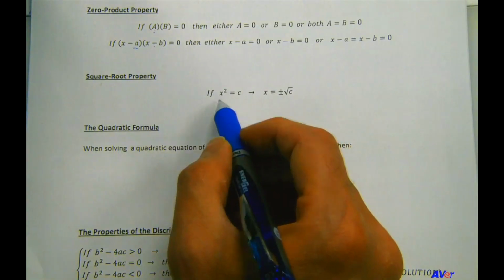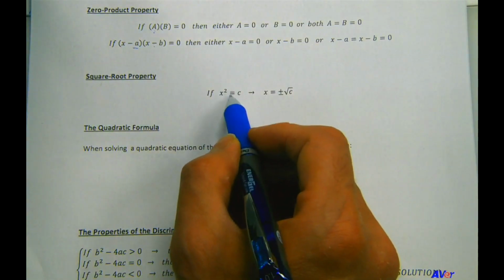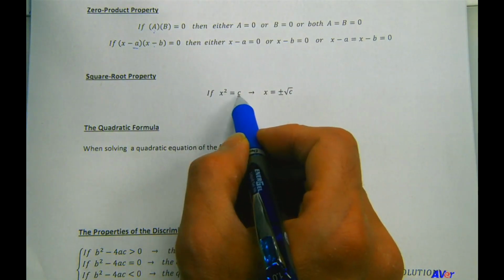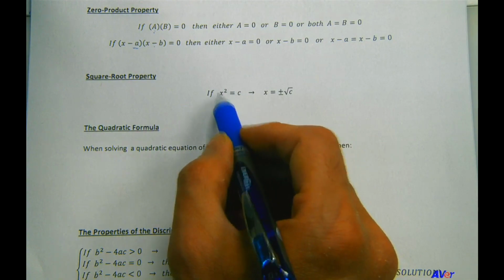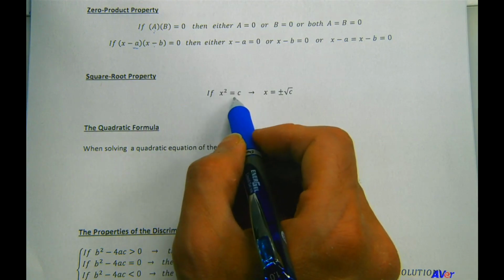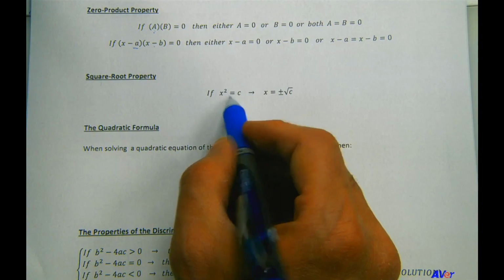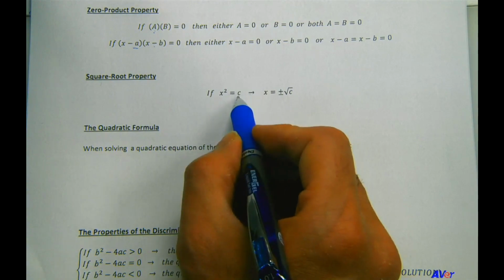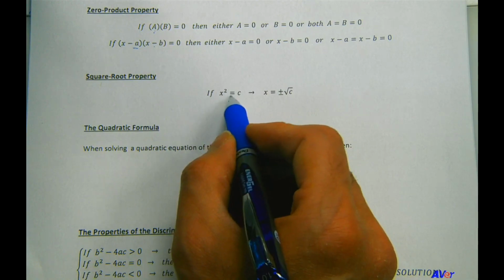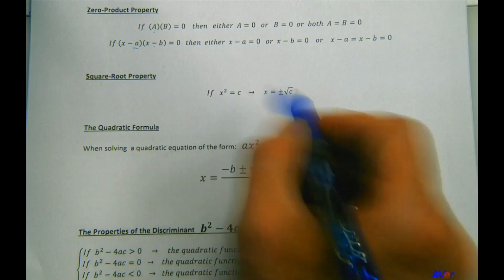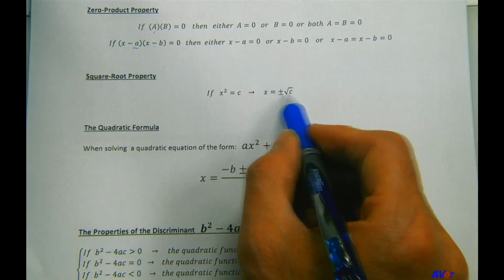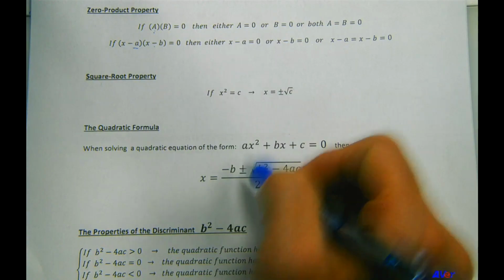Okay, the square root property is when you have x squared equaling some value. Then to solve for x, you have to take the square root of both sides, right? When you do that, x ends up having two solutions, not one. That is plus or minus the square root of c.